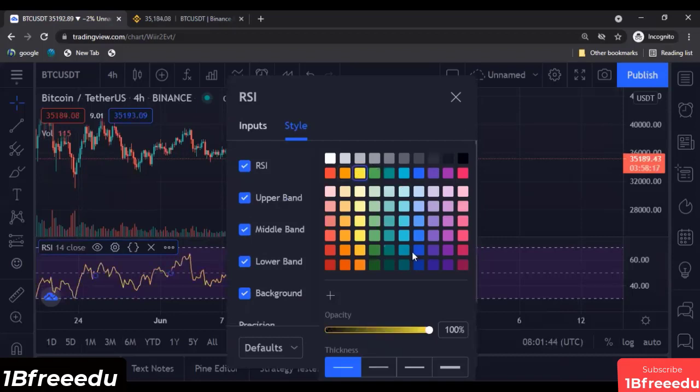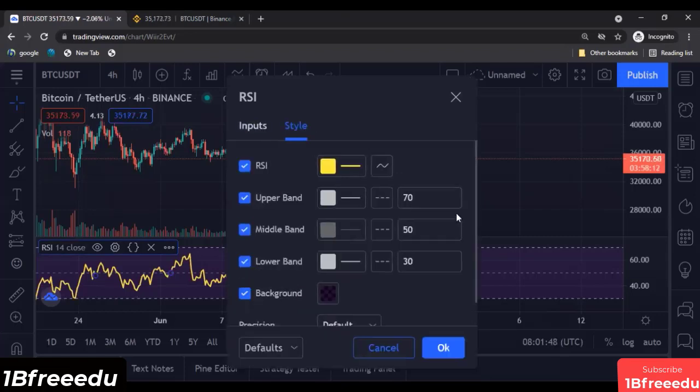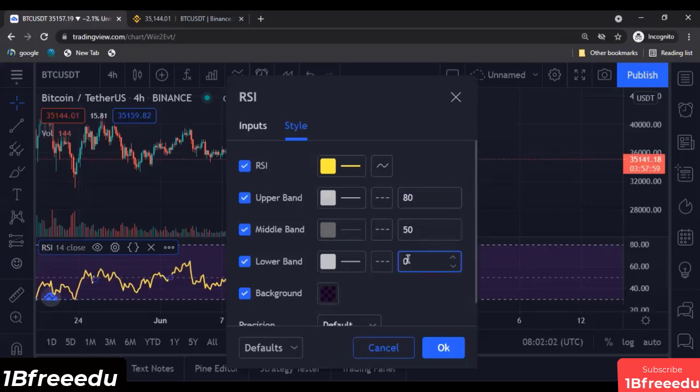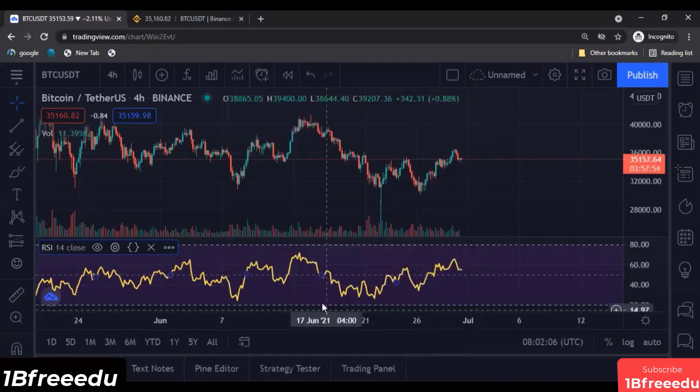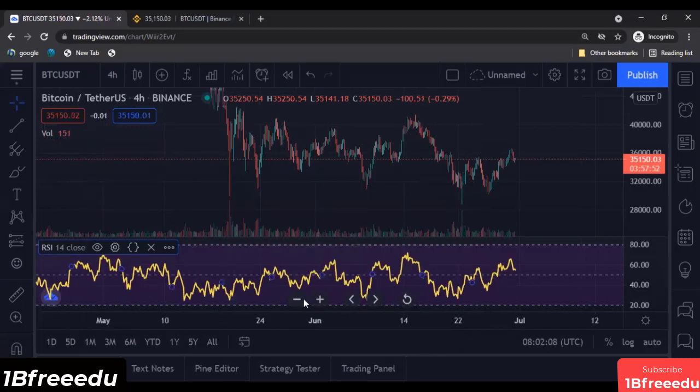I usually set it to yellow because it helps me see it clearly. Another important thing is that you need to set the upper band to 80, and the lower band to 20, and then click OK. You can change the color, but do remember to set the RSI length at 14 and the upper and lower bands to 80 and 20 respectively.